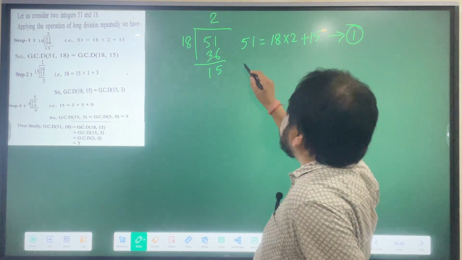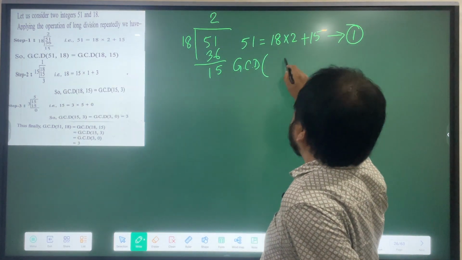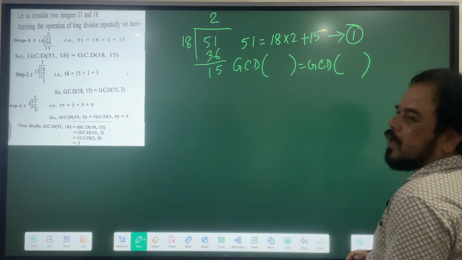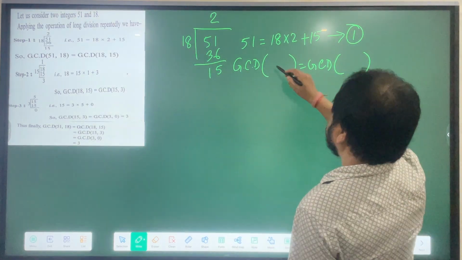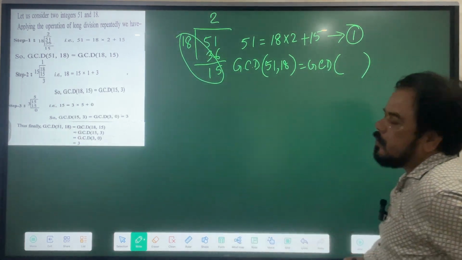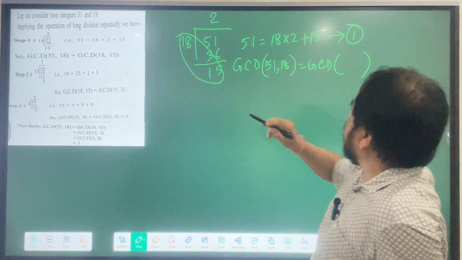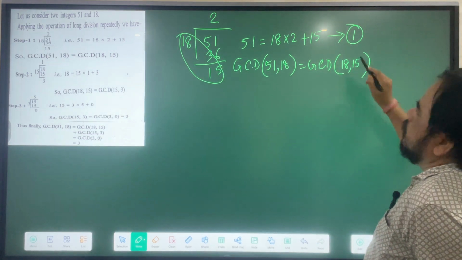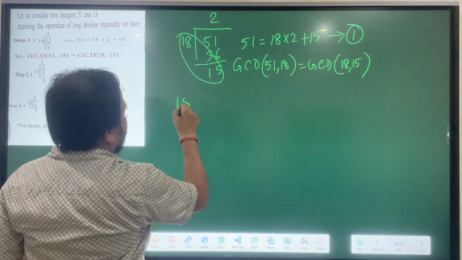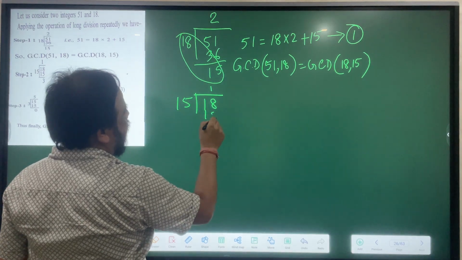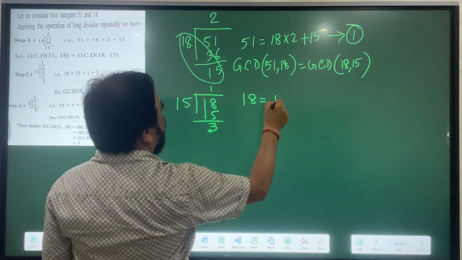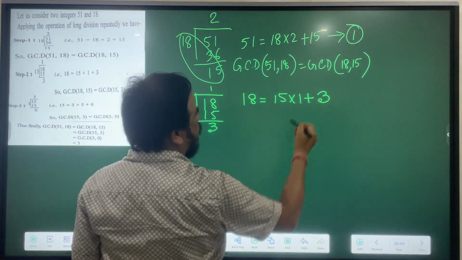Now GCD of A, B is equal to GCD of B, R. This is what we are going to add. A, B means 51, 18, and B, R is 18, 15. I hope you understand. Second step now. By 15 we will divide 18. 15 1 is 15, remainder 3. So what you will write? 18 is equal to 15 into 1 plus 3.